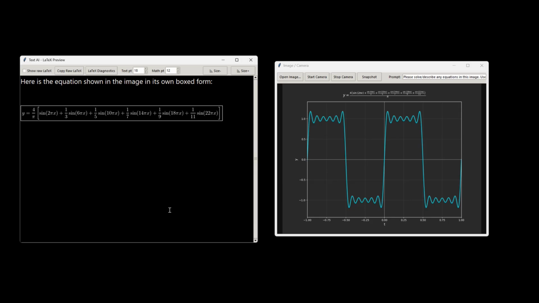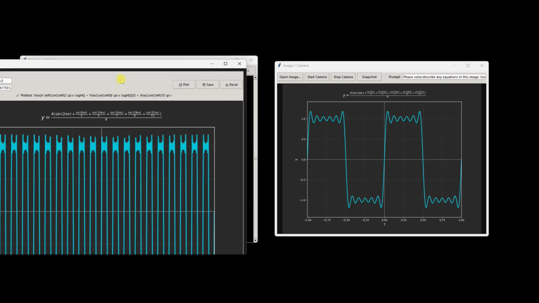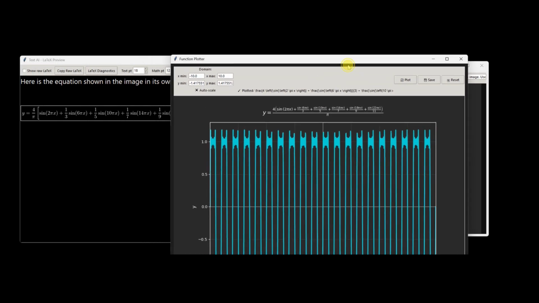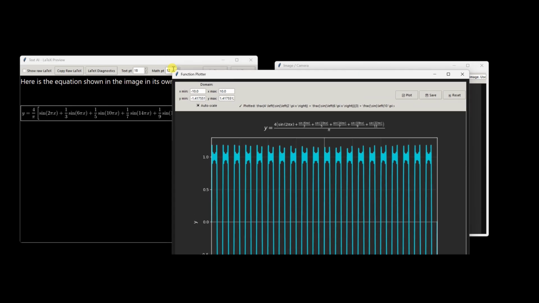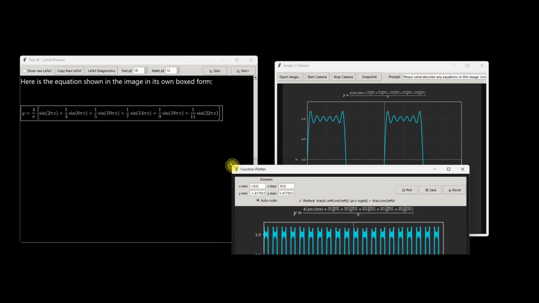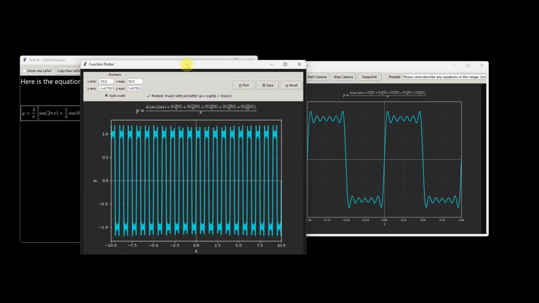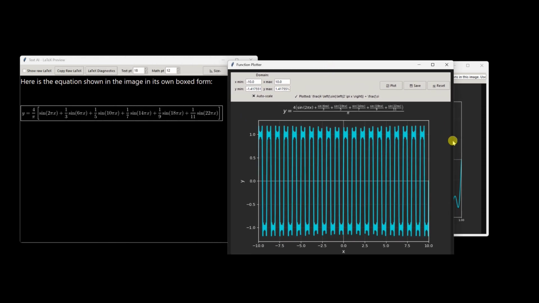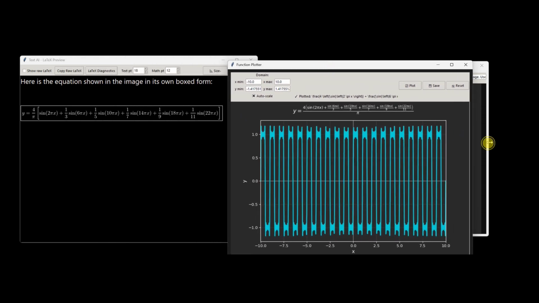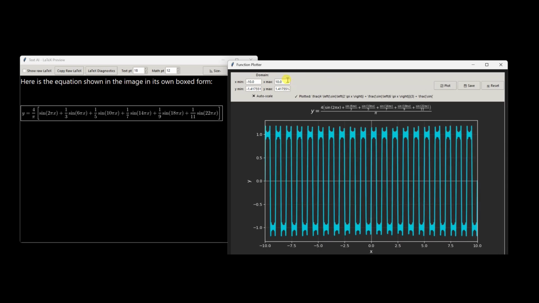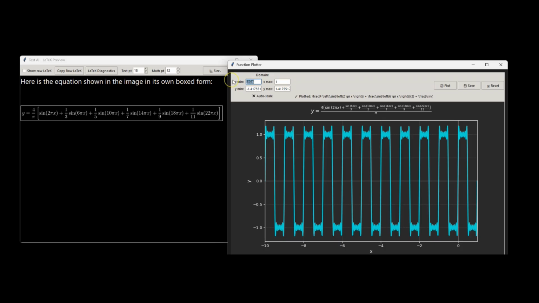Graph that. Plotting the function. You can see it's recreated the waveform. That's the original image, and it's recreated. Now of course I can scale that to make that 1. I'll make it -1.